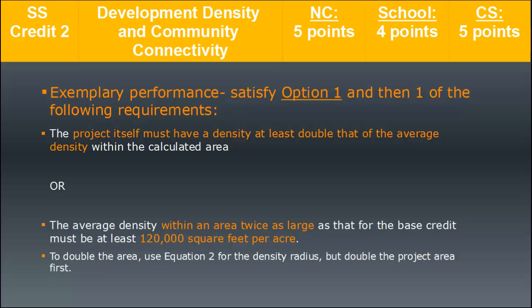There's an exemplary performance point available if you satisfy option 1 and then one of the following requirements. Either the project itself must have a density at least double that of the average density within the calculated area, or the average density within an area twice as large as that for the base credit must be at least 120,000 square feet per acre.